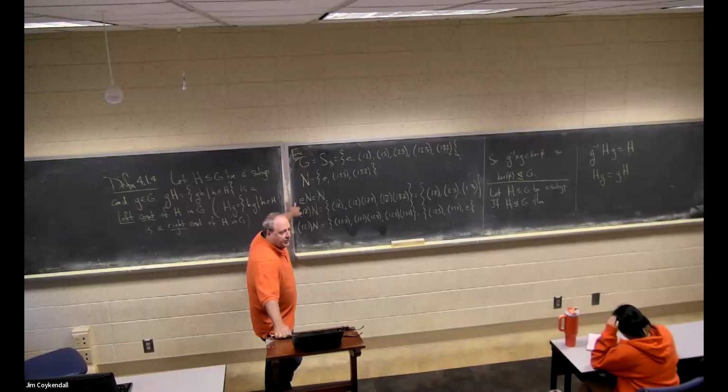Let's do that just for fun. This turns out to be (1 3 2). These two are inverses of each other, so that's the identity. And this turns out to be (1 2 3). Let's do one we haven't done yet.